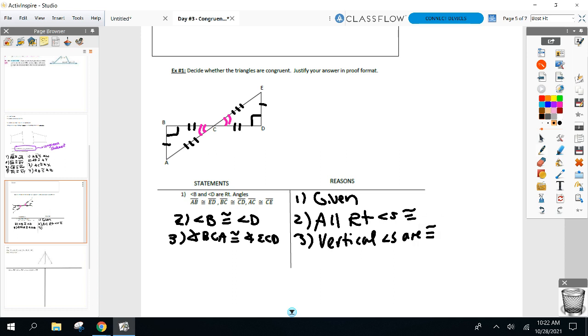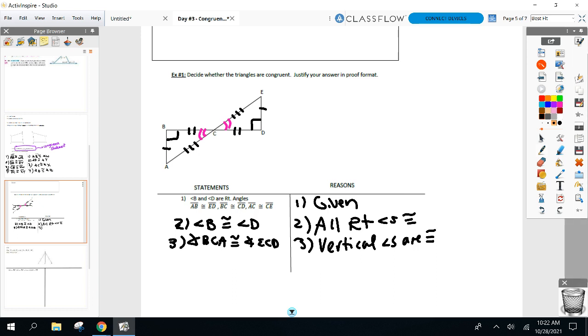Nice. We're almost done, aren't we? I just need those last two angles. I need to figure out why E is congruent to A. You think you know? Because I haven't taught it yet, but go ahead, Via.